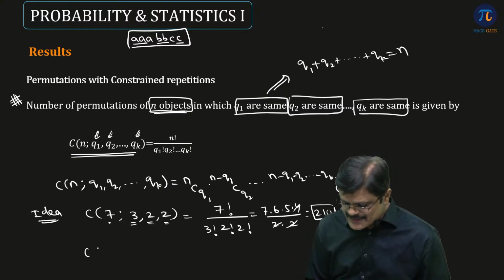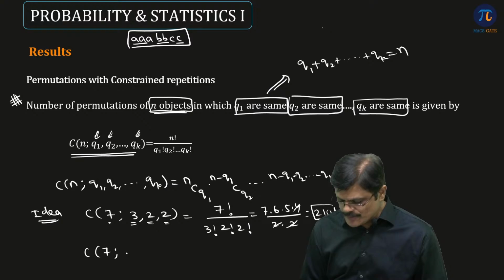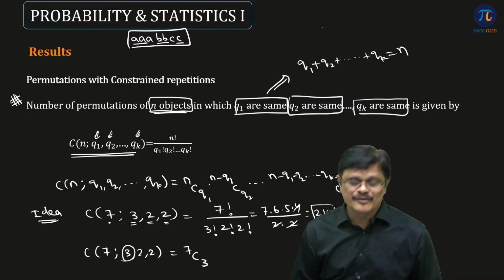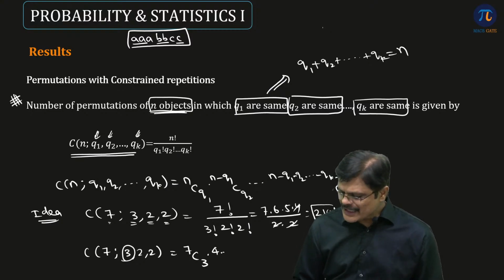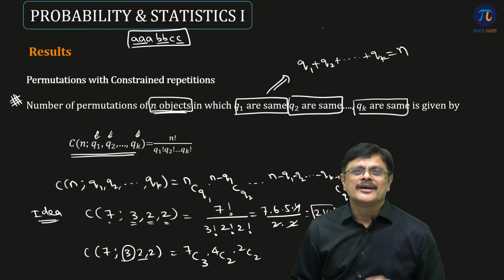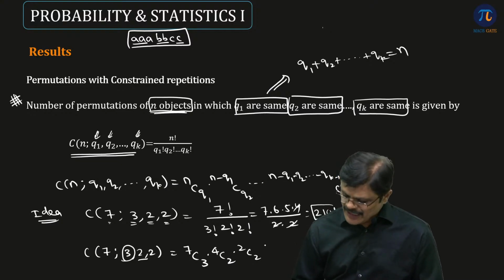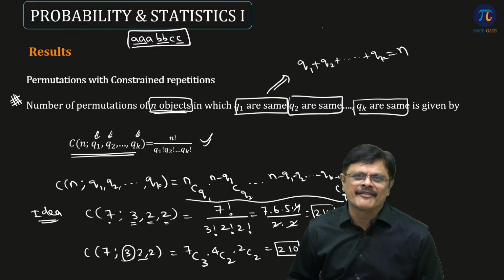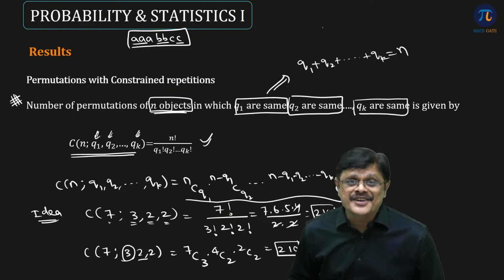And the other way of doing it is, the number of arrangements of 7 objects in which 3 are same, 2 are same, 2 are same can also be done like this: from 7, first select 3 places for these 3 objects which are same. Now how many remaining? 4 remaining. From 4, select 2 places for the 2 which are same. Now how many are remaining? 2. From 2, select 2 places for the remaining 2. If you simplify, your answer is exactly the same. So these two are one and the same. Whether you do it this way or this way, you get the same answer. These are the 2 ways of handling permutations with constrained repetitions.